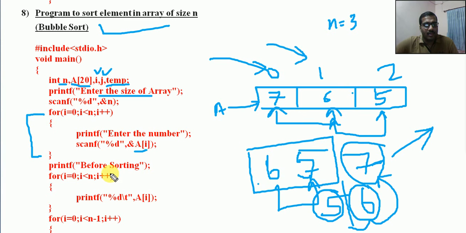Okay, now before sorting, I am simply printing what the array is, just like the first program where we are printing the array elements. For i equal to 0, i less than n, i plus plus, we are simply printing the value of a of i. In this particular case it will print 7, 6 and 5.